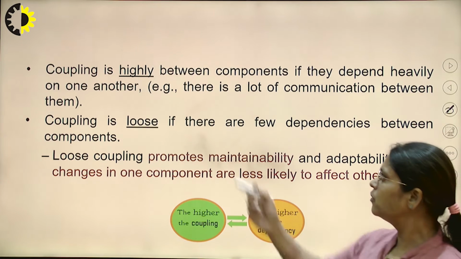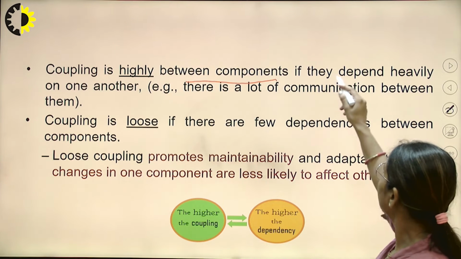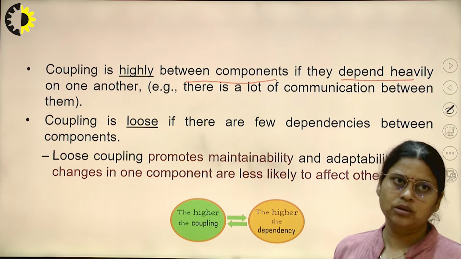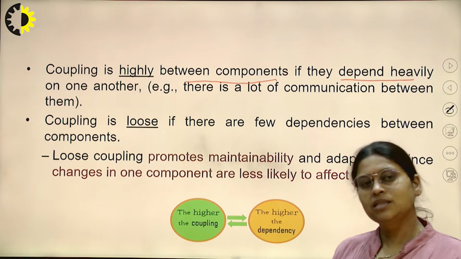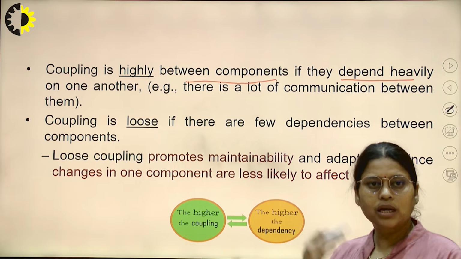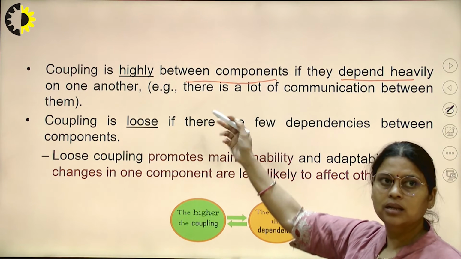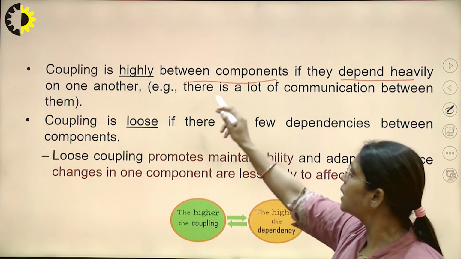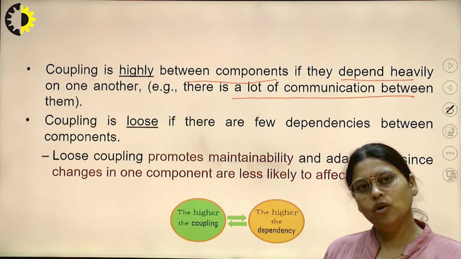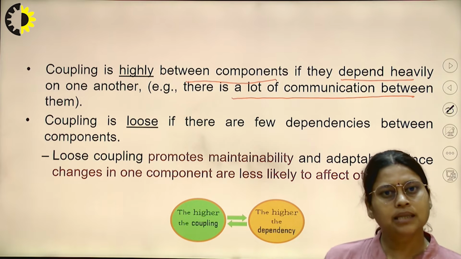Coupling is high between components when one module is heavily dependent on another module. This is high coupling. It means we have to pass all the content from one module to another module, so they are heavily dependent on each other. There is a lot of communication between them. As I have told you, if the whole content of module A is transferred into another module, then it is highly coupled.